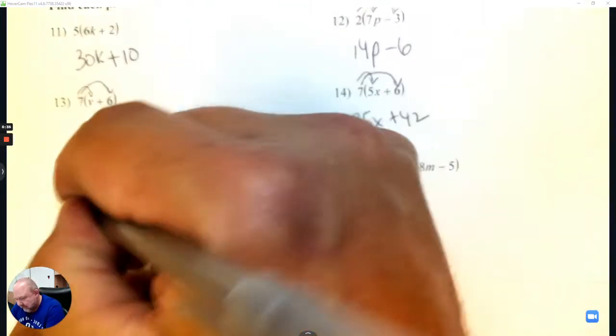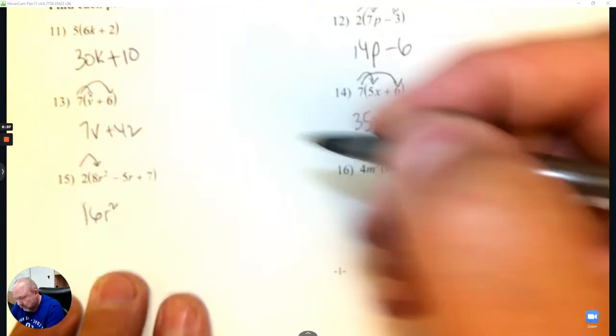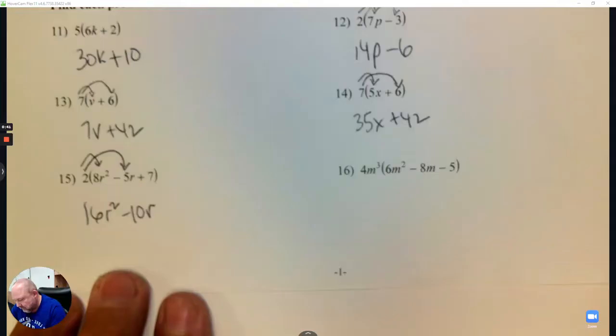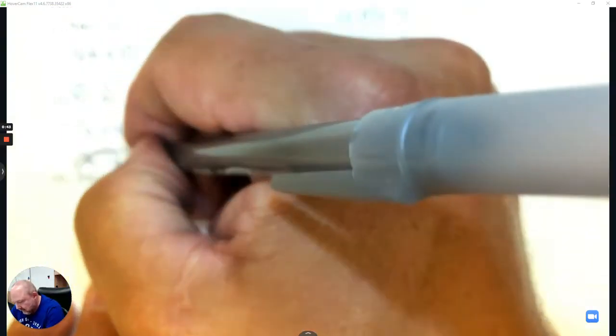2 times 8 with r squared, 2 times negative 5 with an r, 2 times r, 2 times 7, no r.